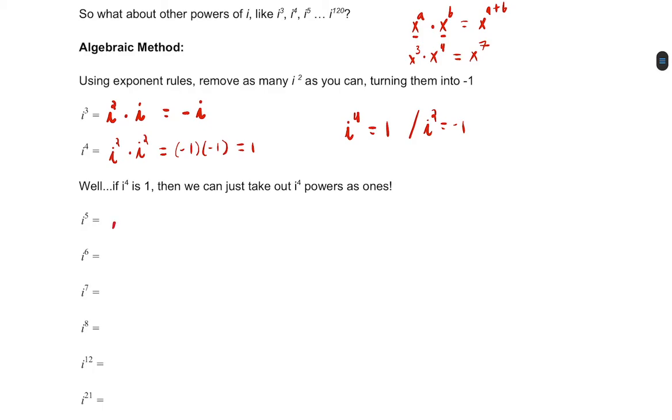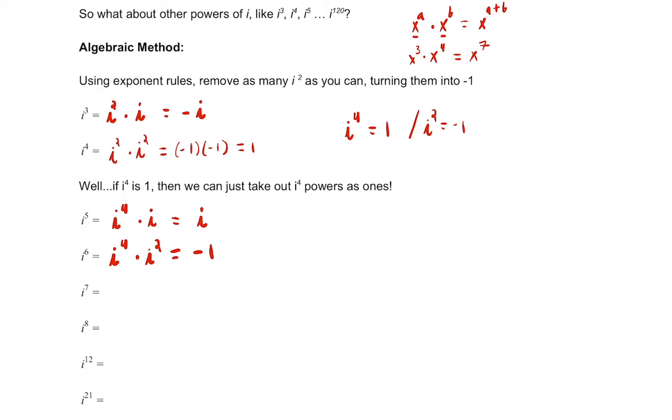So what's i to the fifth? Well, it's i to the fourth, which is 1, times one more i. Oh, i to the fifth is just the same thing as i. That's pretty cool. i to the fifth and i are the same number. What about i to the sixth? Well, that would be i to the fourth times i squared. 1 times -1. Whoa, i to the sixth is -1. And this goes on and on and on like this.